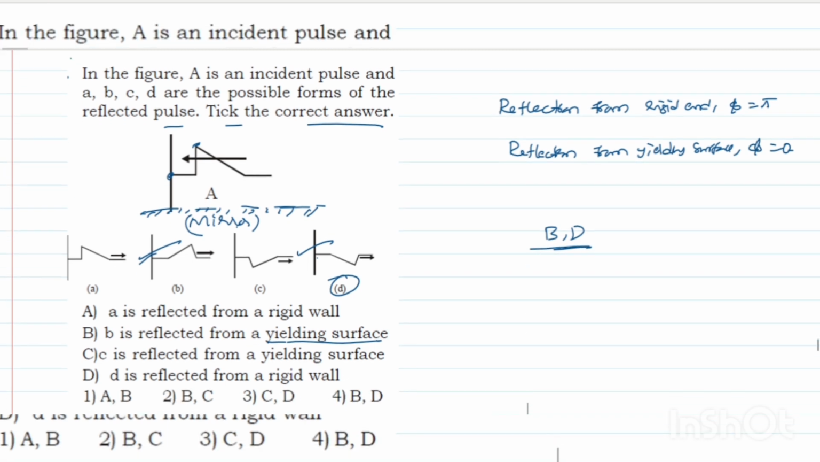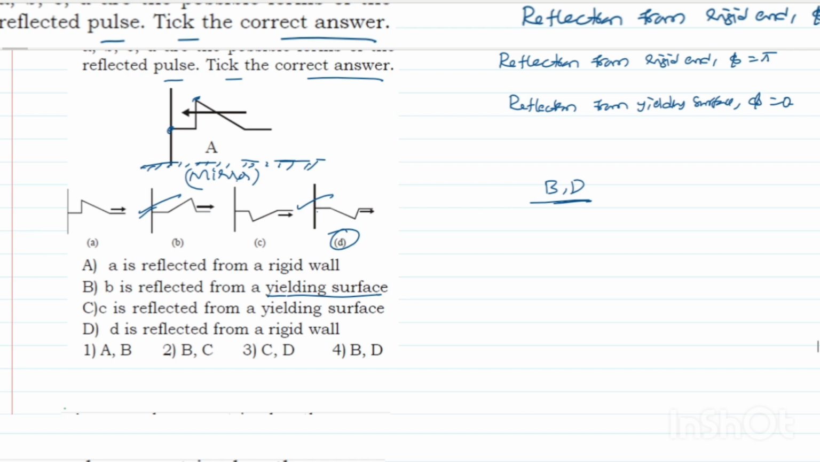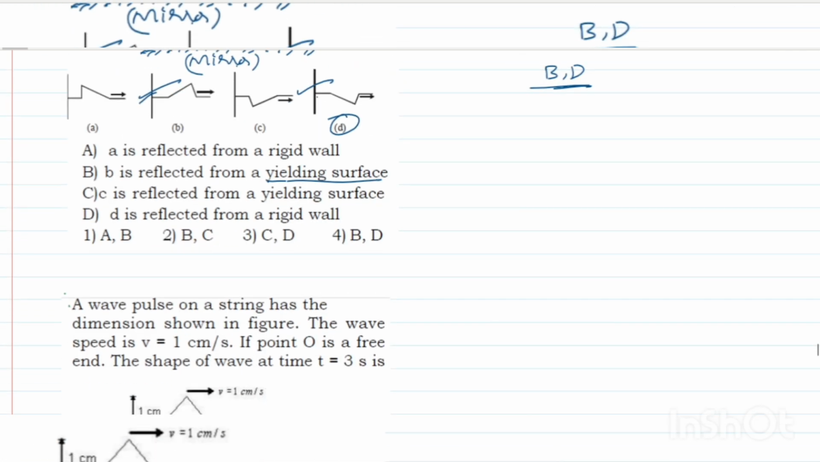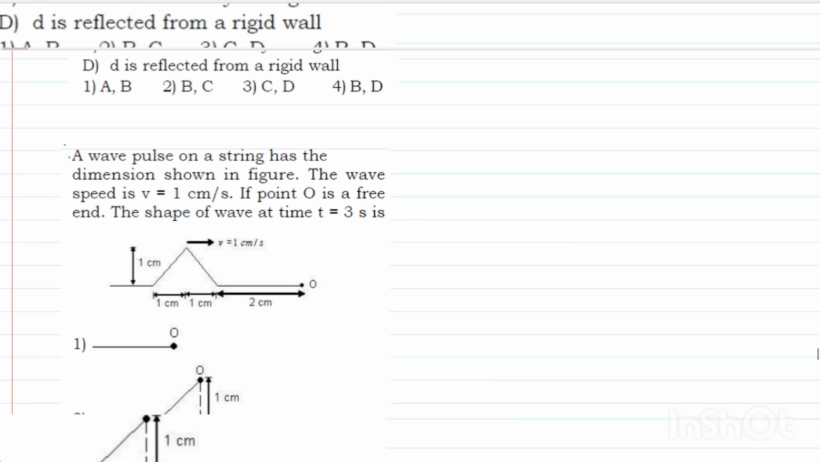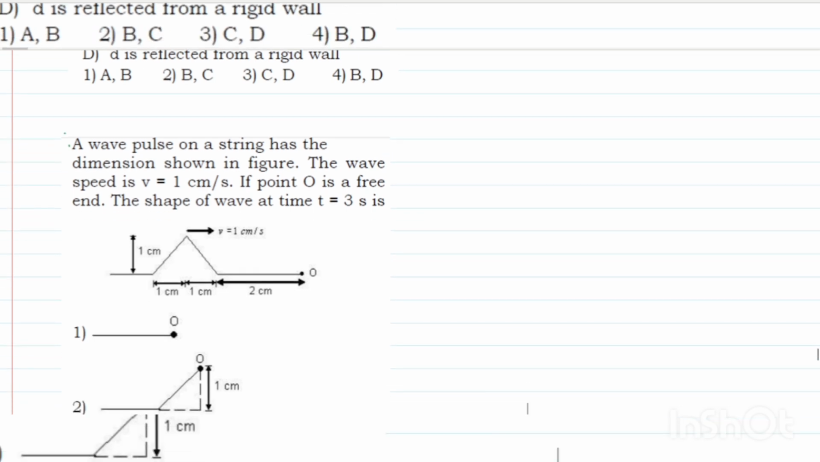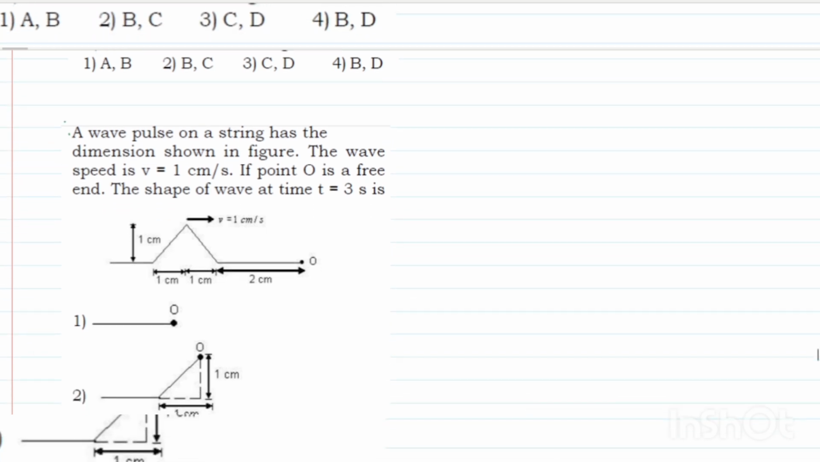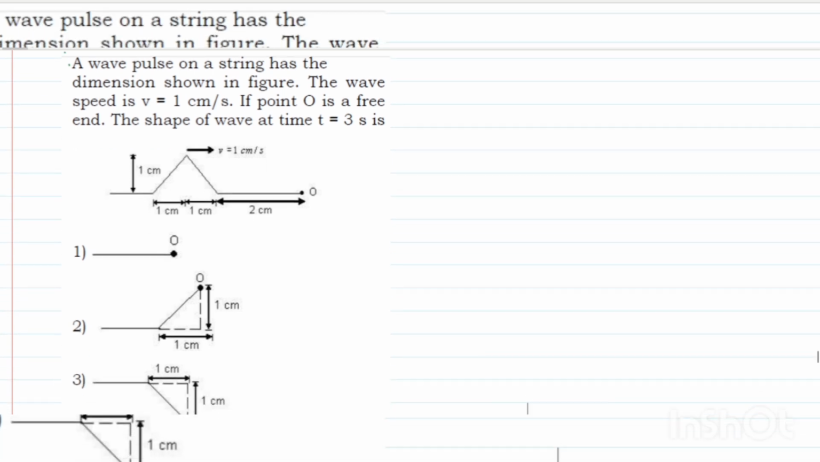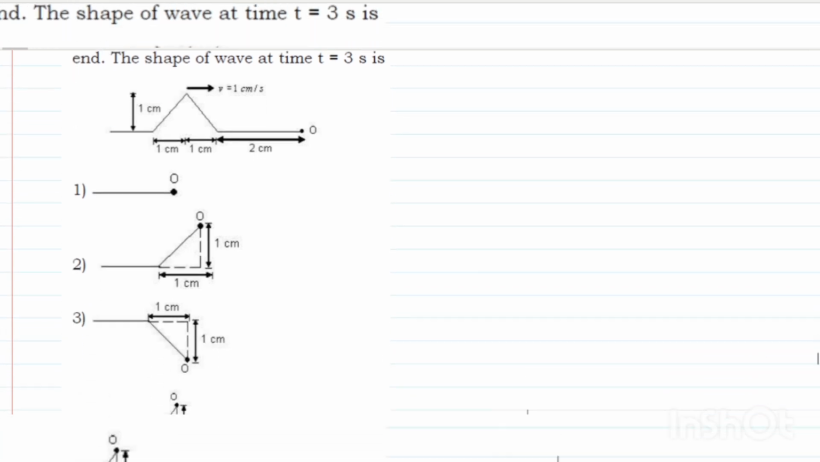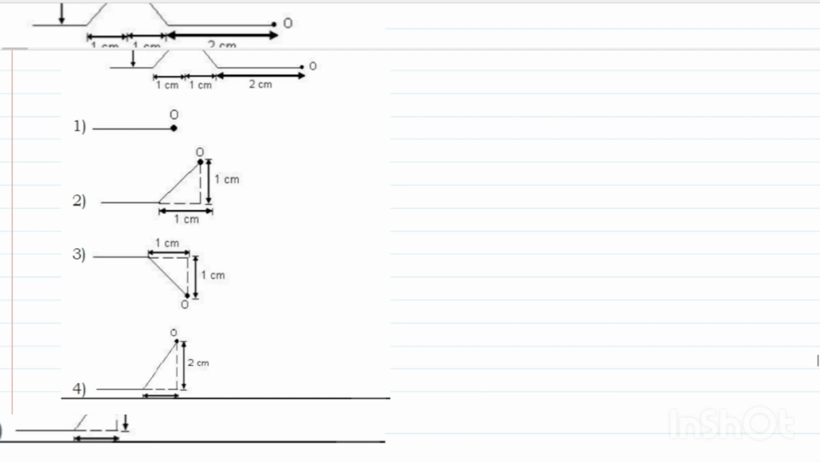Let us take the next question, students. Here a wave pulse on a string is given with dimensions as shown in the figure. The wave speed is v equal to 1 centimeter per second. If the point O is at the free end, they are asking the shape of the wave at time t equal to 3 seconds.